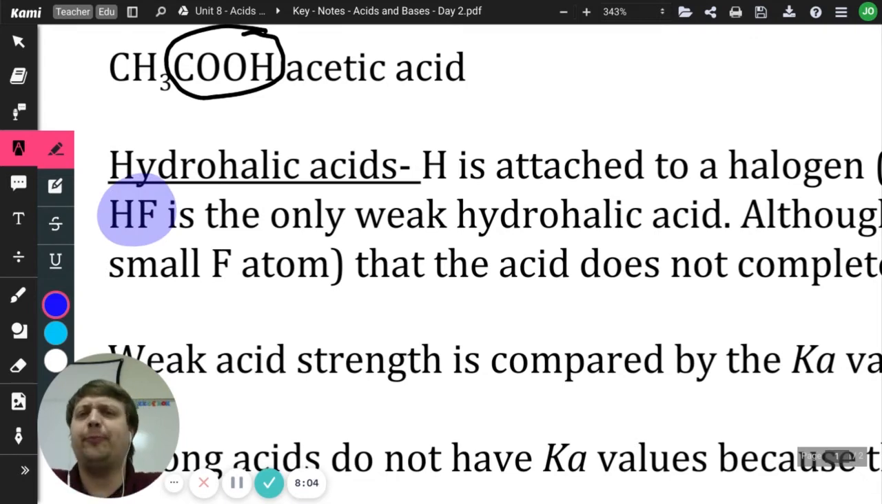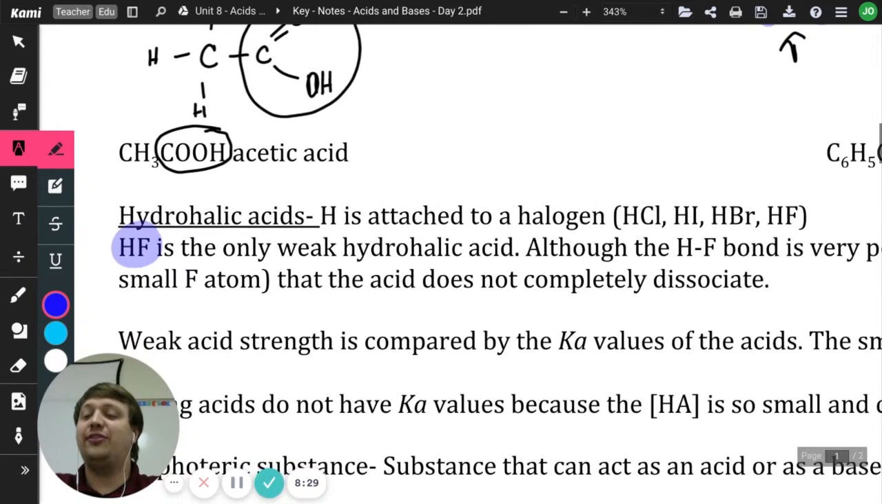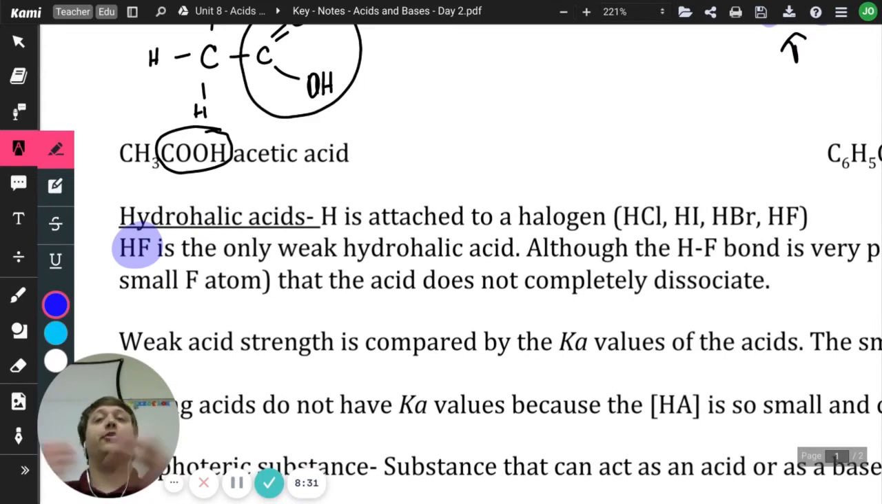HF. Now, here's something to wonder why. Well, remember we talked about earlier, your increasing electronegativity tends to mean that you're going to be a stronger acid. Well, yes, that is true. However, fluorine actually has such a high electronegativity that it has a very, very strong attraction to that hydrogen. And so as a result, we actually do not see that dissociation occur to its completeness, because there is such a strong attraction between that hydrogen and that fluorine.